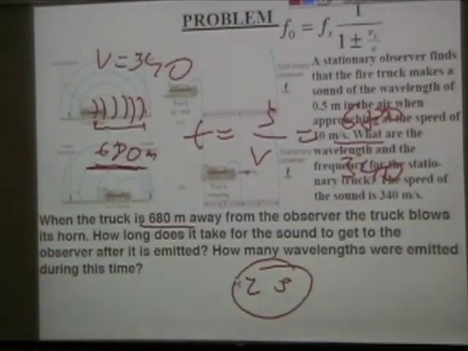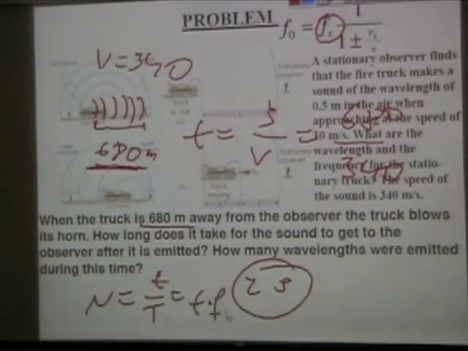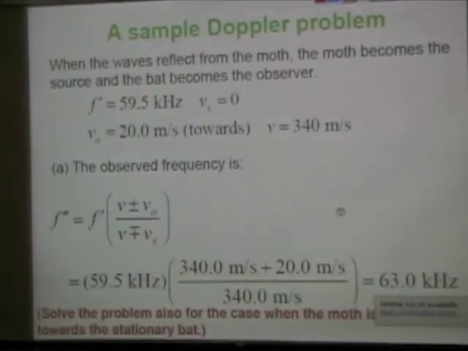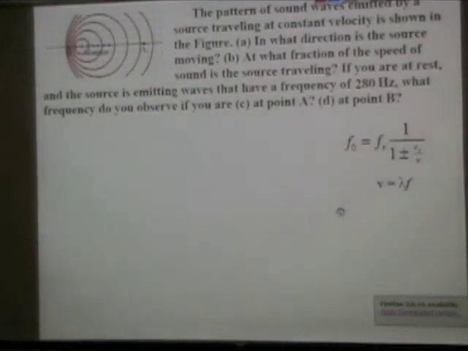And if you want to ask how many pulses have been made, well, you need to know this frequency, and the number of pulses will be again equal to time divided by a period, or time times that frequency, this one. Well, and I'm gonna skip a couple of problems.